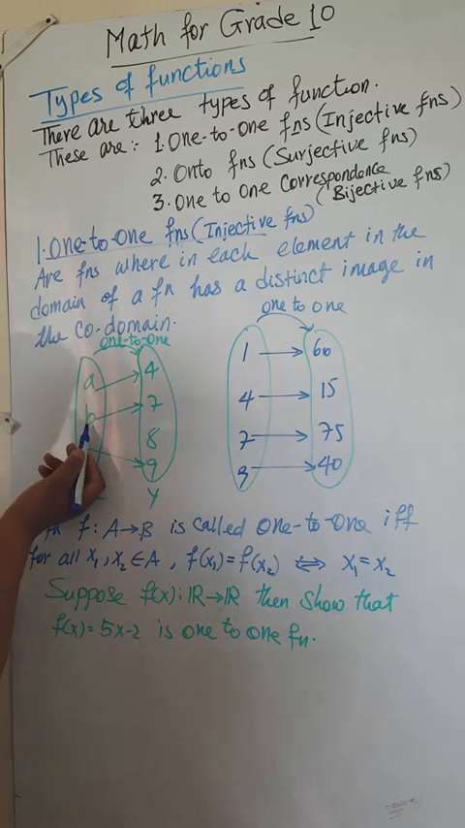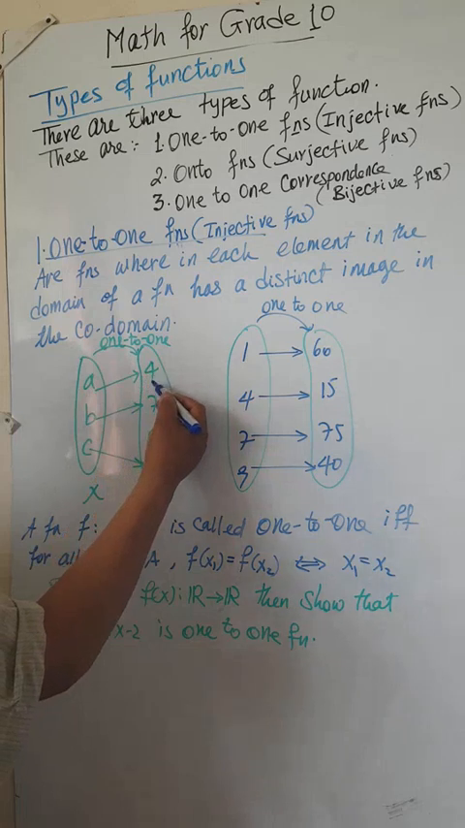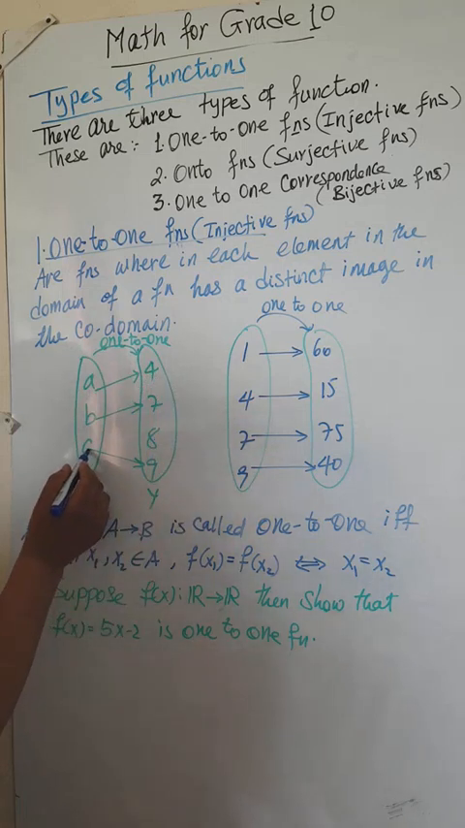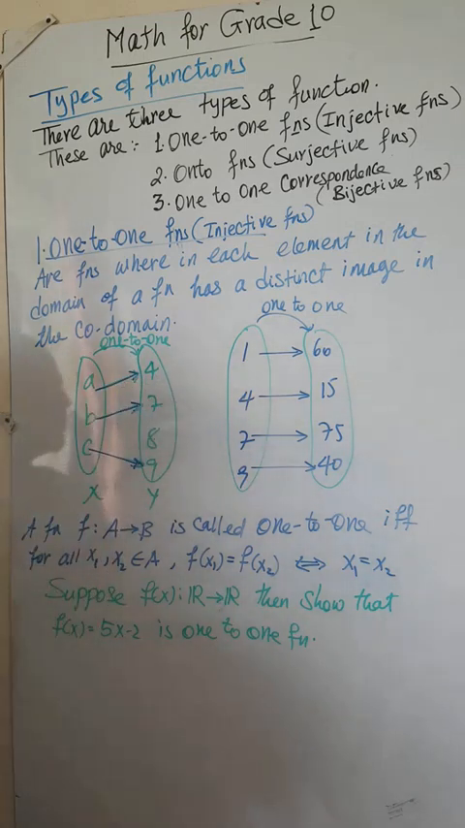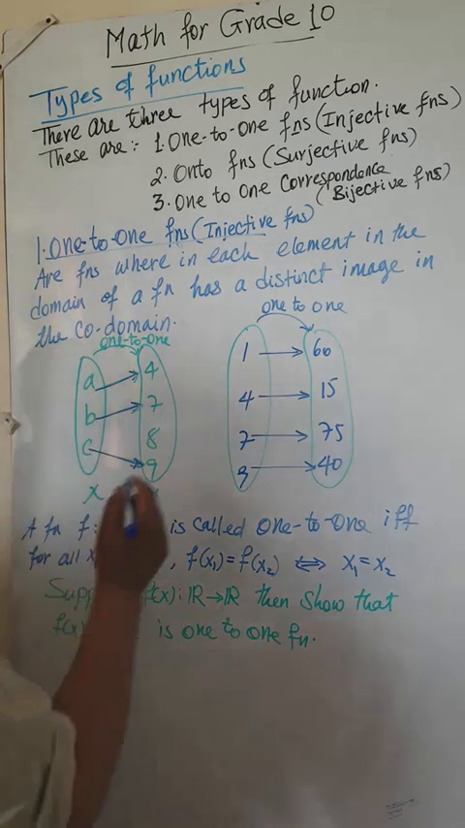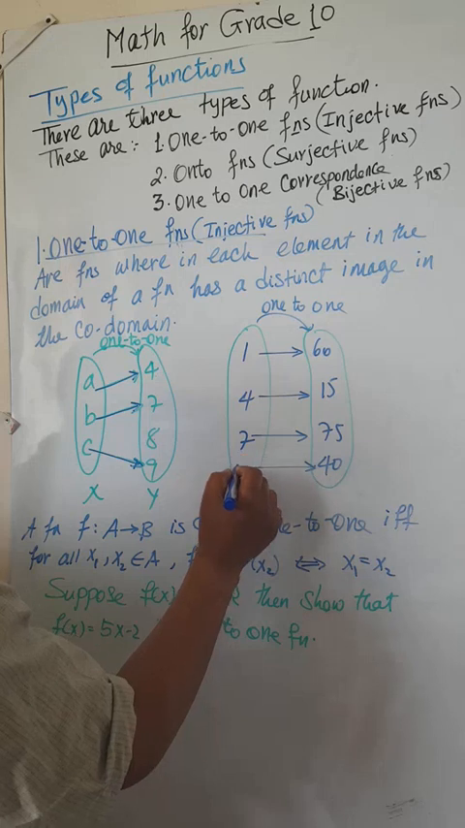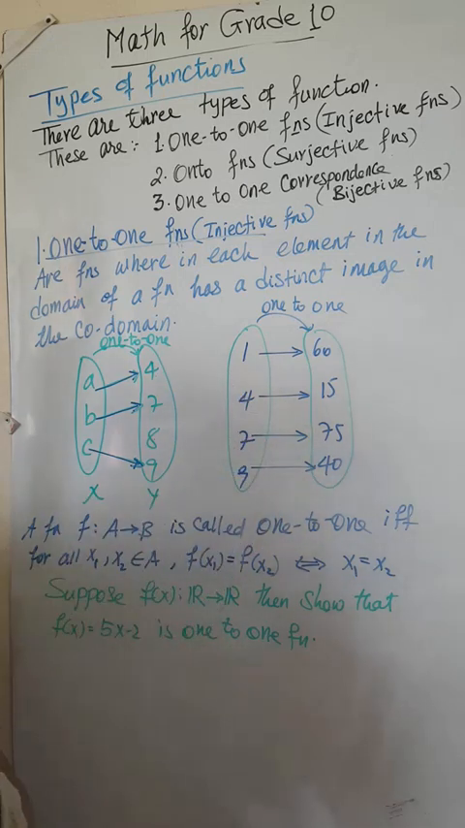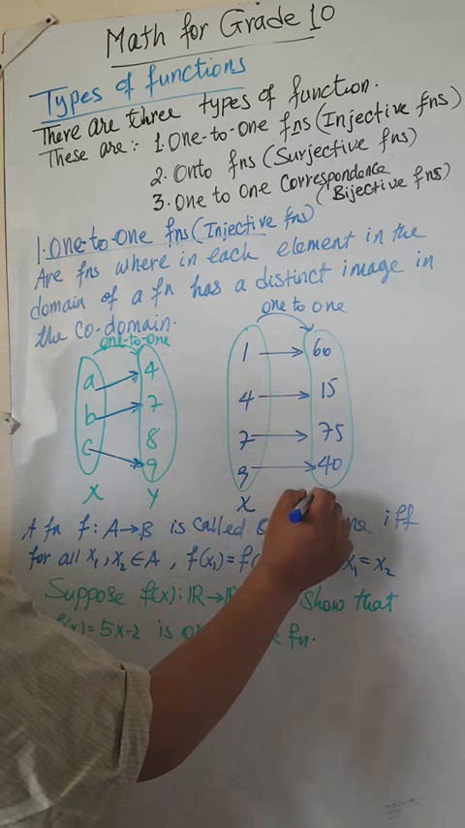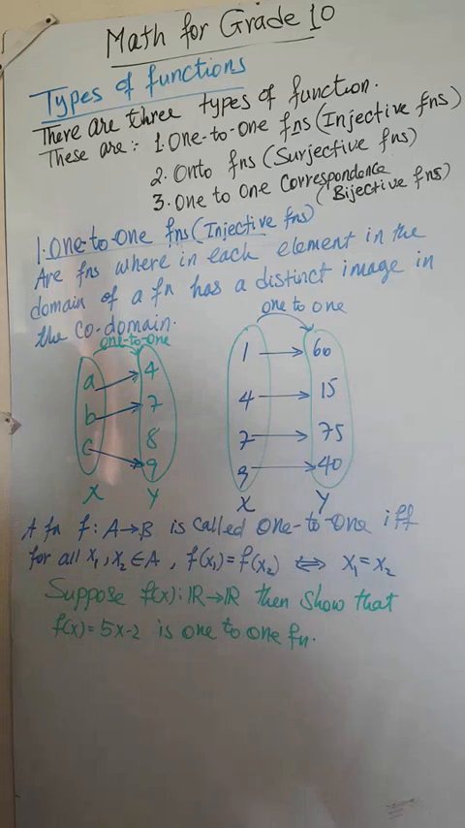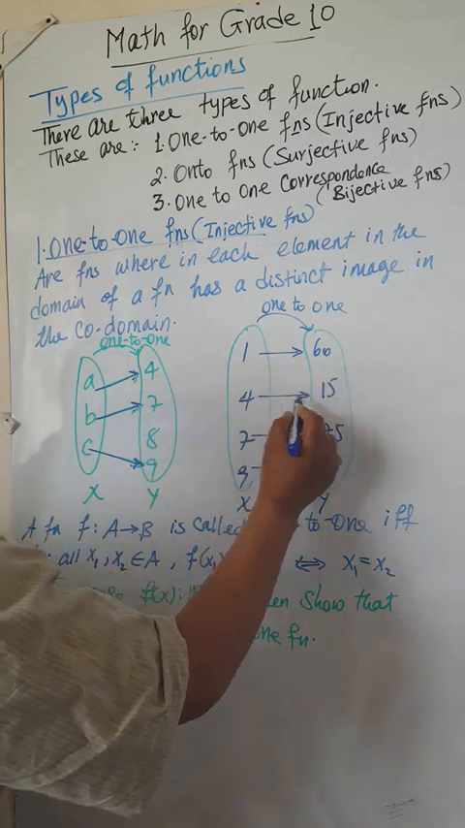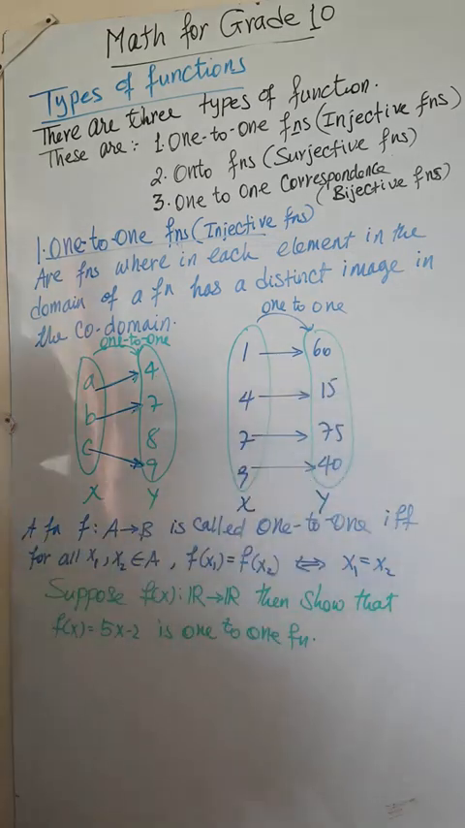ለምሳሌ እዚህ a b c አሉ፣ እዚህ አሮ ዳያግራም ላይ እዚህ 4 7 8 9 አሉ። So all these have got their own image, they form the image. ስለዚህ this is a one-to-one function. እዚህ ጋር 1 2 1 4 7 9 አሉ as elements of x, and as elements of y 60 15 75 and 14 አሉ. Now they all have one image, then this is also a one-to-one function.